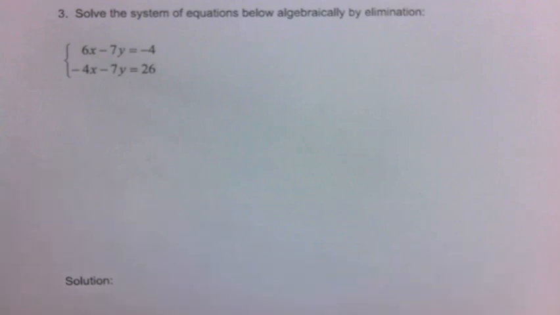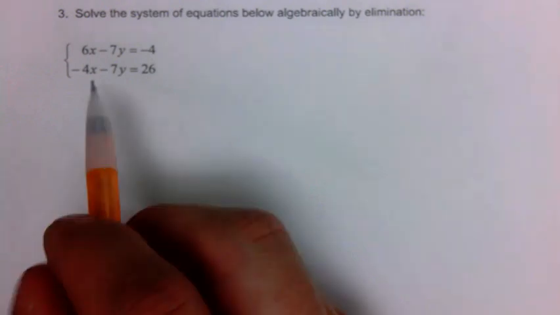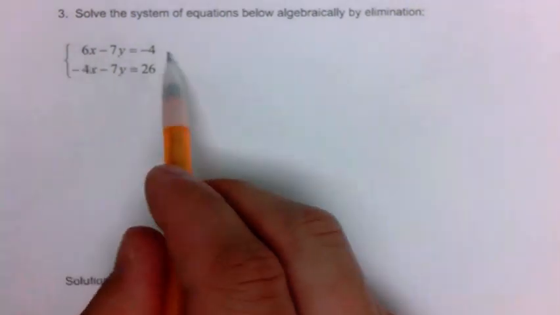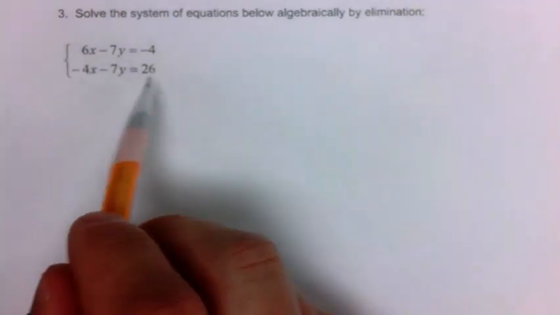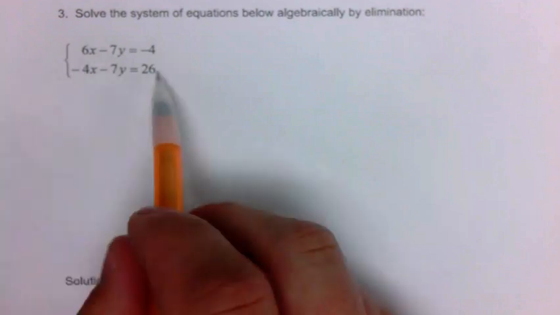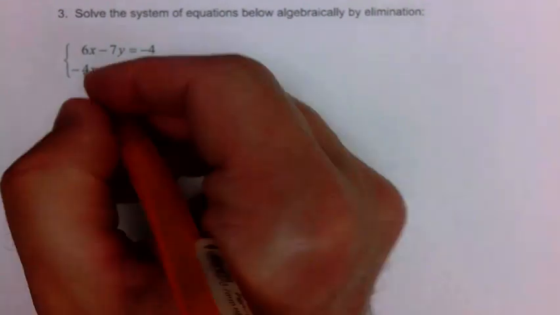But it's not that simple. What I'm actually going to have to do is multiply the entire equation by negative 1. And it doesn't matter if I do it to the first equation or to the second equation, my answer will still end up being the same. So why don't we go ahead and take a look at this example with the first equation.